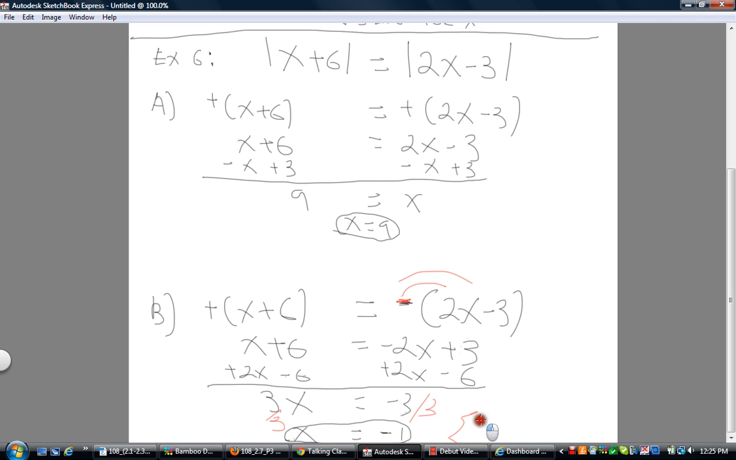Solution set, class, negative 1 comma 9. So we've done it there. They're not too bad once you realize you just have to keep positive expressions on both sides, and then on case B keep a positive on the left and a negative on the right, and you'll be done. I'm going to show you the other 2 cases and prove to you that you still get negative 1 and 9.